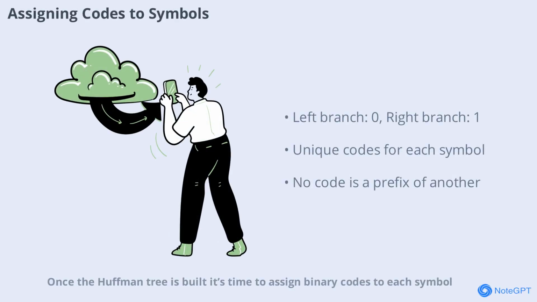Once the Huffman tree is built, it's time to assign binary codes to each symbol. Starting from the root, we assign a 0 for every left branch and a 1 for every right branch as we move down the tree. The code for each symbol is simply the sequence of zeros and ones you encounter on the path from the root to that symbol's leaf node. This method guarantees that no code is a prefix of another, making the encoding uniquely decodable and efficient.